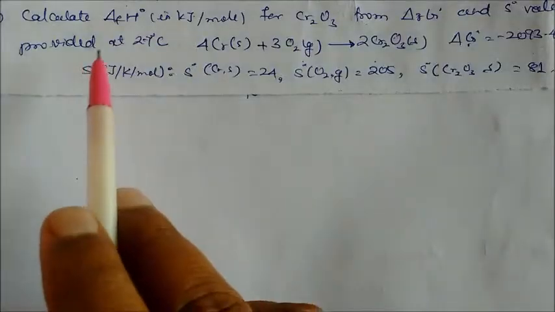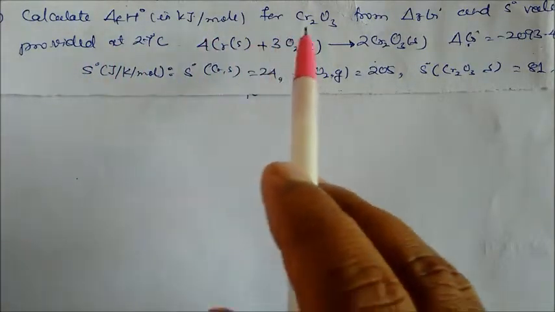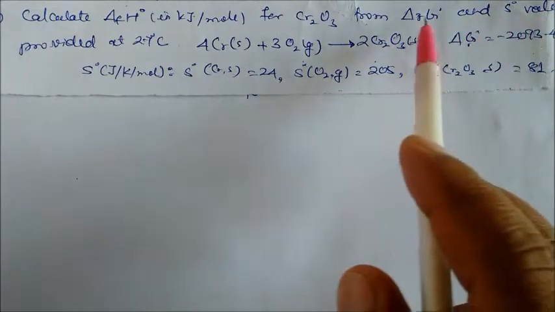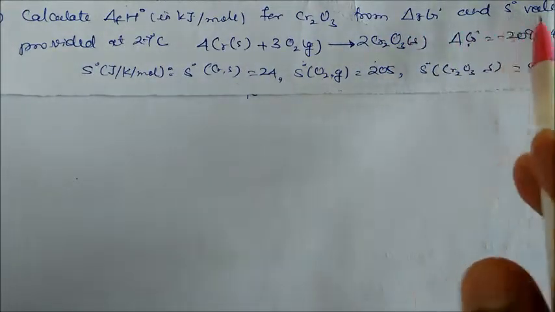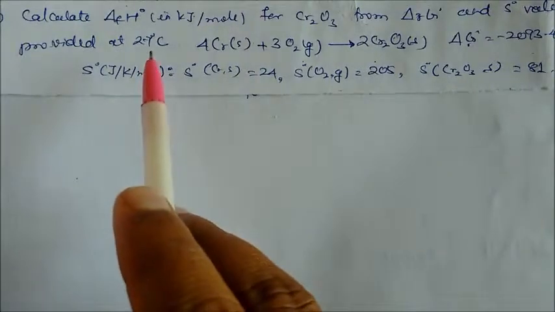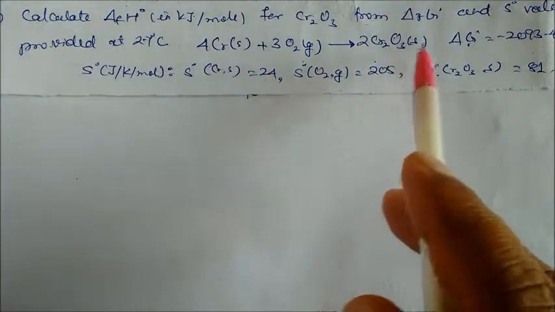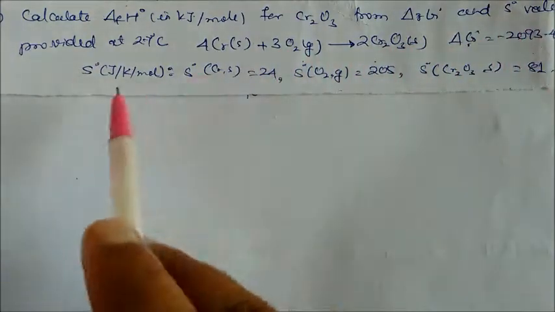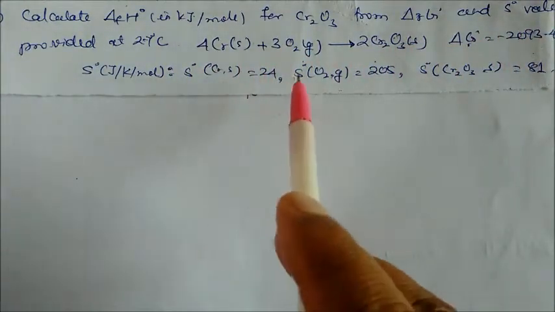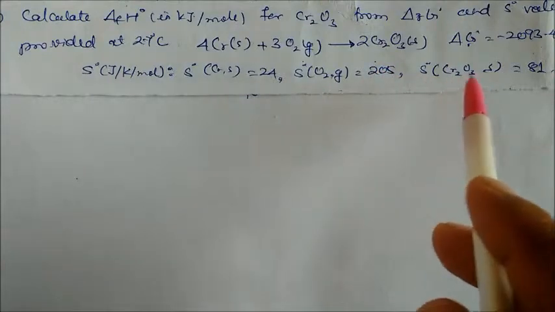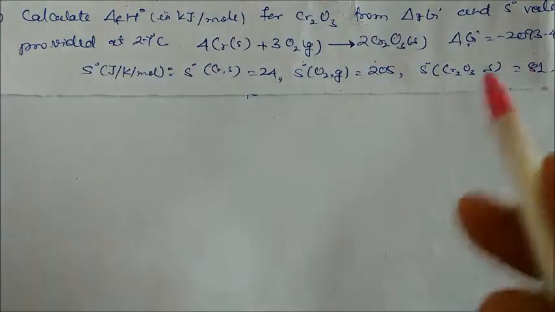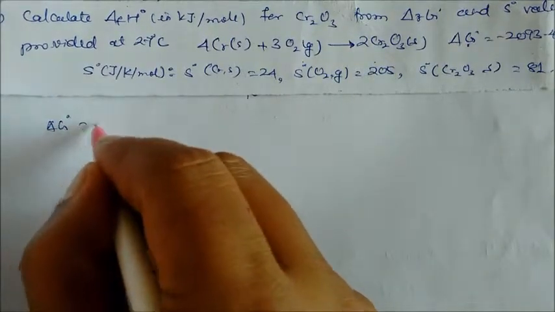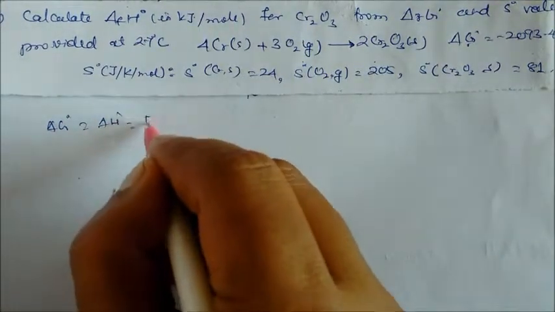Calculate the heat of formation in kilojoule per mole for Cr2O3 from this heat of reaction, and standard free energy and standard entropy values provided at 27 degrees centigrade. And this is our reaction. So the standard free energy of this reaction is given here, and entropy for chromium, entropy for oxygen, entropy for Cr2O3 are also given here. So we can directly write delta G naught for this reaction is delta H naught minus T delta S.